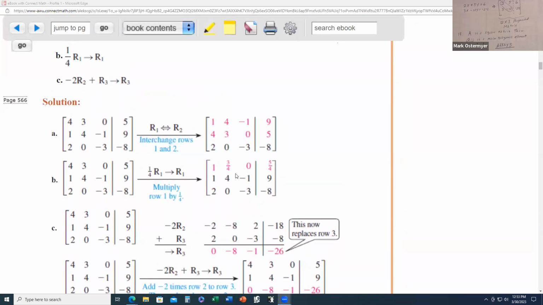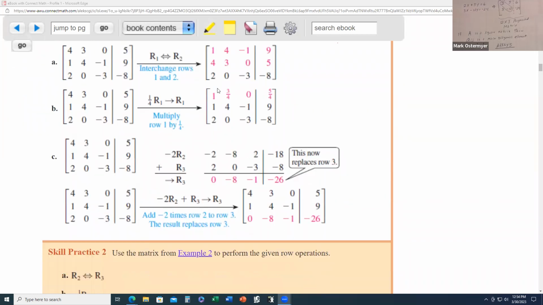The third elementary row operation, what's that? Making sense? Okay, now the third elementary row operation says we're going to multiply row 2 by -2 and then add the corresponding entries of row 3 to produce a new row 3. Notice we're not changing row 2, we're changing row 3, but we're using row 2 to help us change row 3. That is a valid elementary row operation.